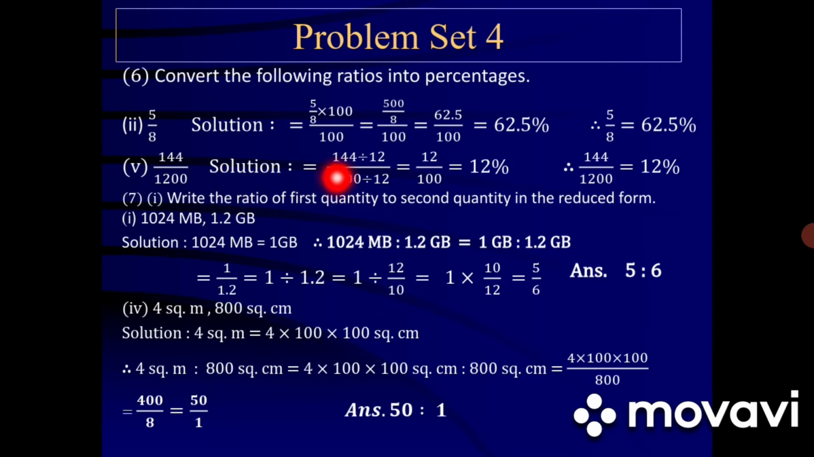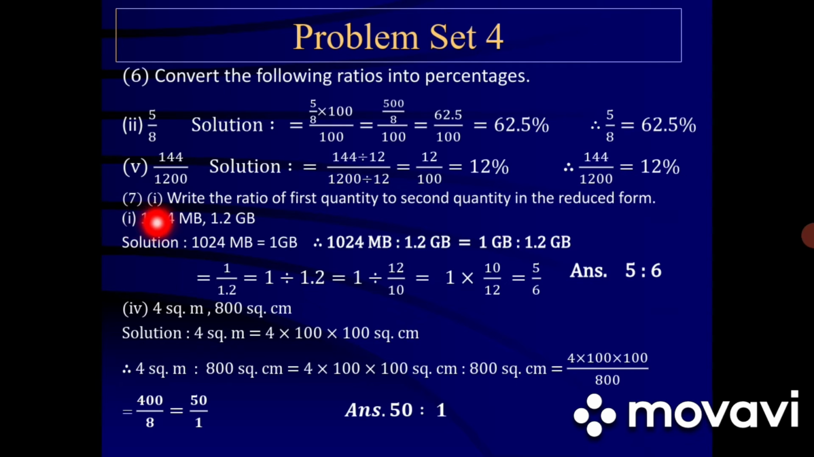Subdivision 5. 144 upon 1200. Solution: dividing the numerator and denominator by 12, we get 144 divided by 12 upon 1200 divided by 12, that is equal to 12 upon 100, and that is equal to 12%. Therefore 144 upon 1200 is equal to 12%.